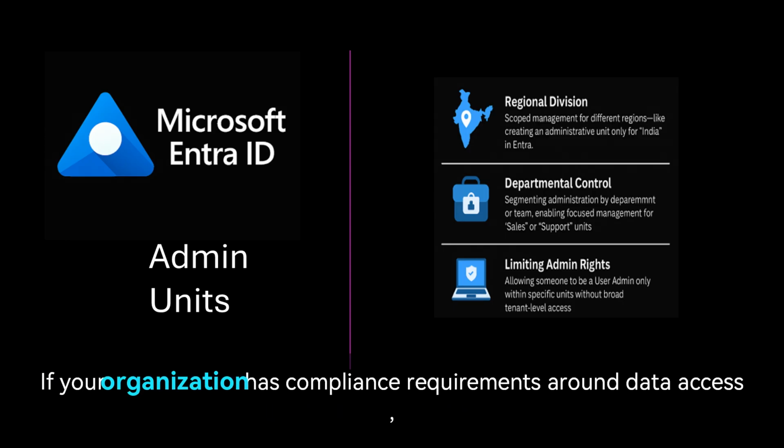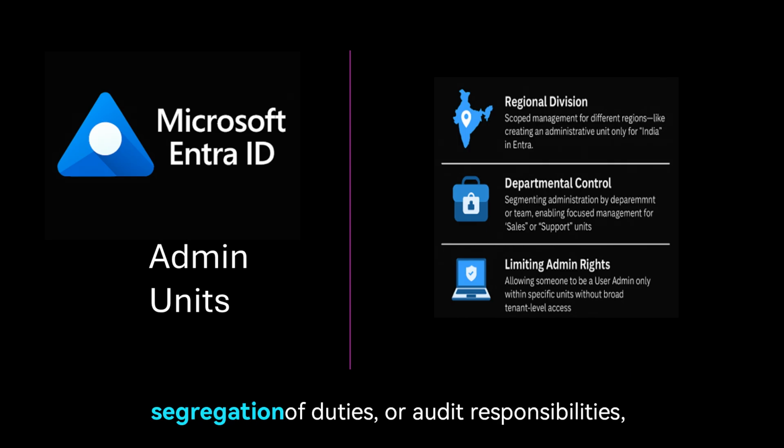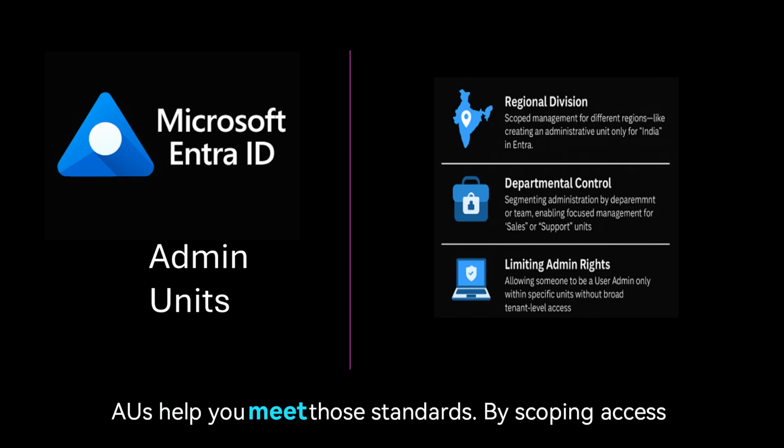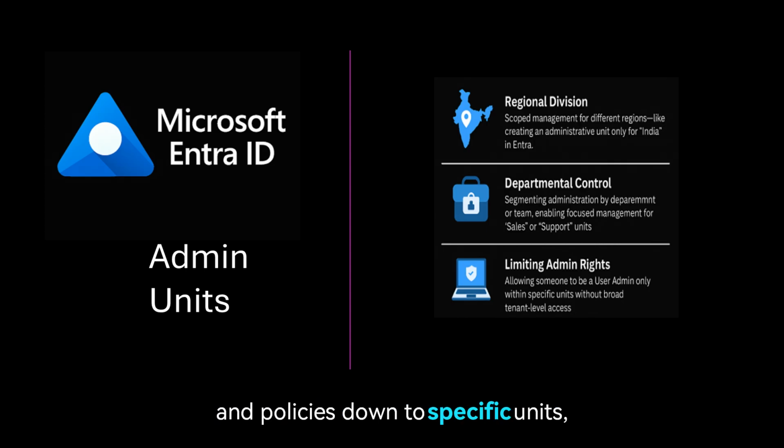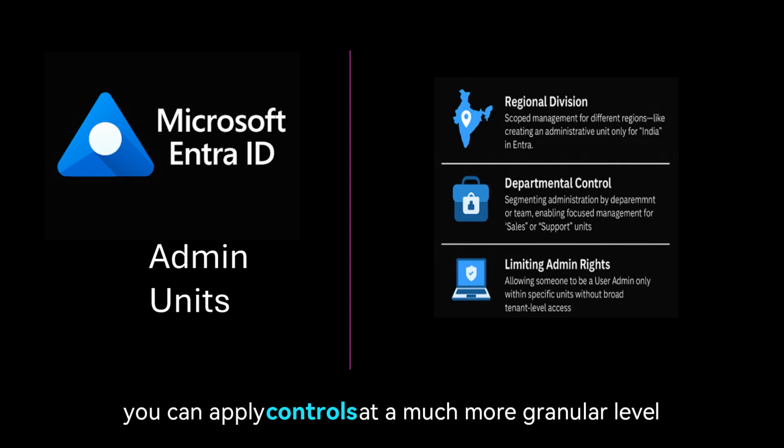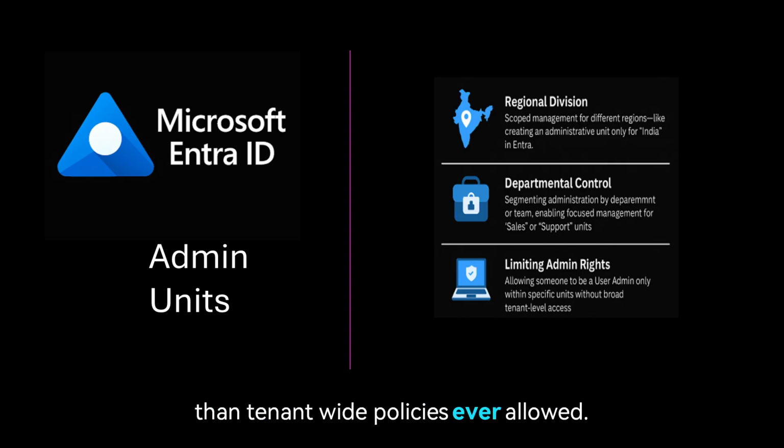If your organization has compliance requirements around data access, segregation of duties, or audit responsibilities, AUs help you meet those standards. By scoping access and policies down to specific units, you can apply controls at a much more granular level than tenant-wide policies ever allowed.